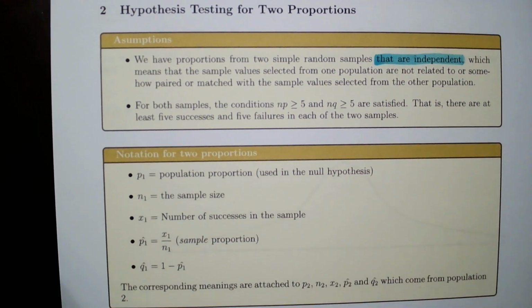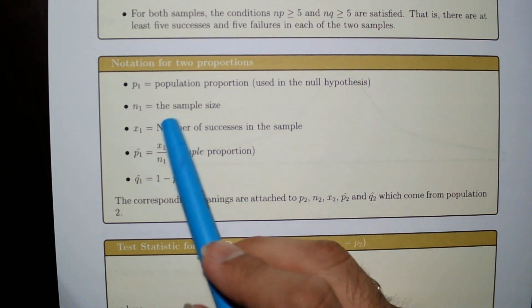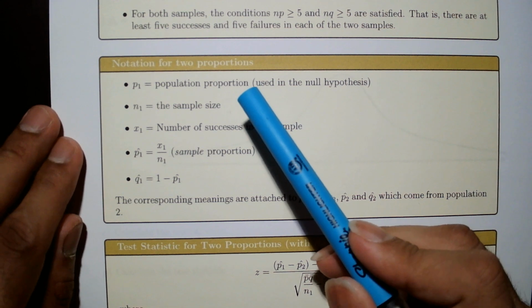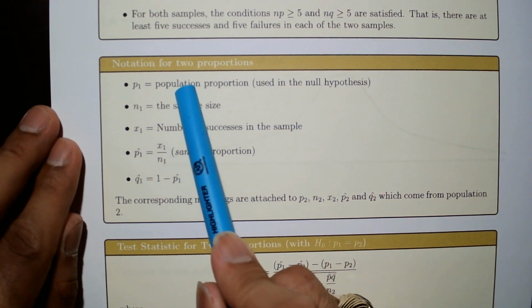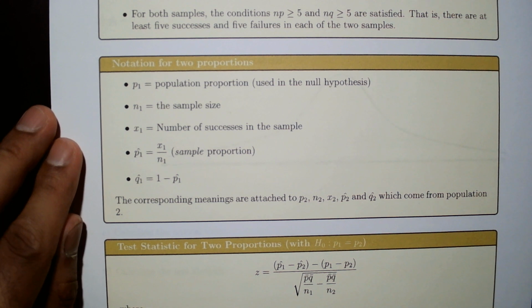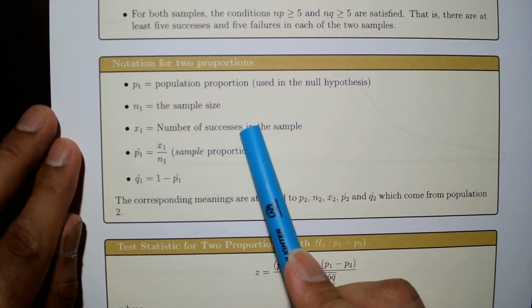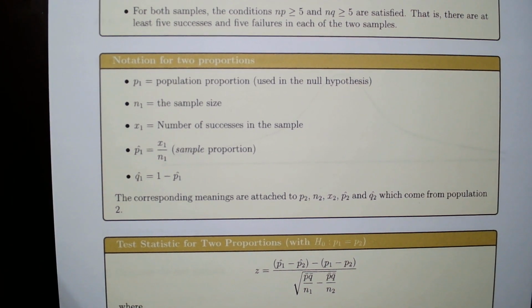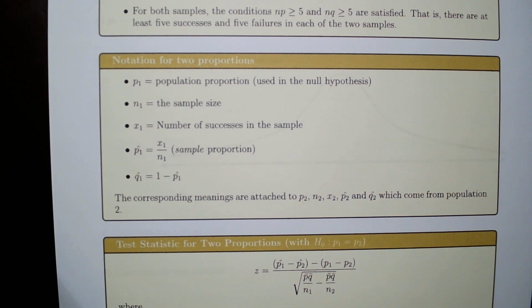All right, so let's look at a little bit of proportion. In this case, we are going to look at p1 and n1, where p1 is the population proportion and n1 is the sample size, and x1 is the number of successes in the sample, and p hat 1 is the sample proportion, just the same as the estimate that we did in the previous chapter.